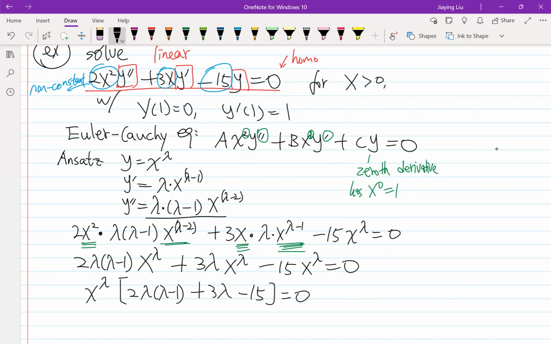And if you remember, from when I wrote down the problem, we want to solve that differential equation for x greater than 0, right? So that equation is only for x greater than 0, which tells us that if x is positive, any positive number raised to the lambda is not going to equal 0.